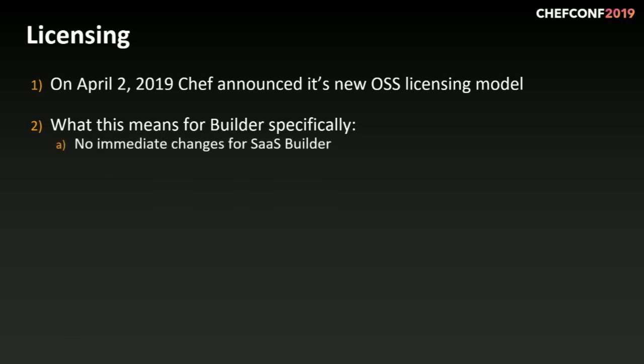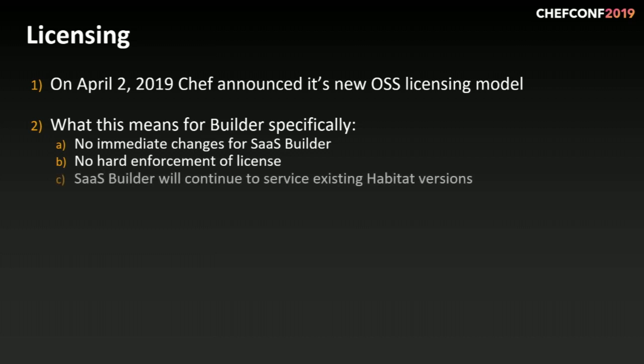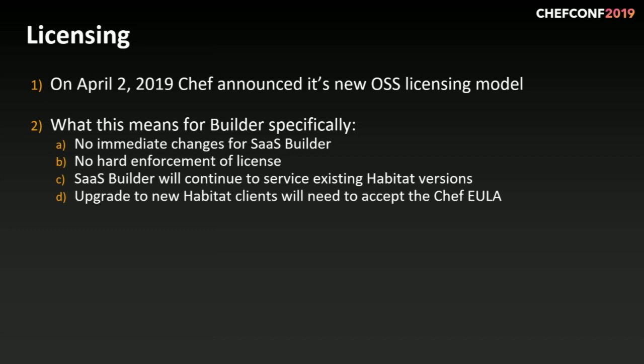So there's no immediate changes for the SaaS Builder here. We will not be doing any hard enforcement for the licenses, so there's no DRM or anything like that coming. And if you have your existing Hab workflow, if you're already using it and you're uploading packages, those kinds of things will continue to work. The only thing that's going to be new here for you is when you upgrade to new Hab clients, you'll need to accept the new license.